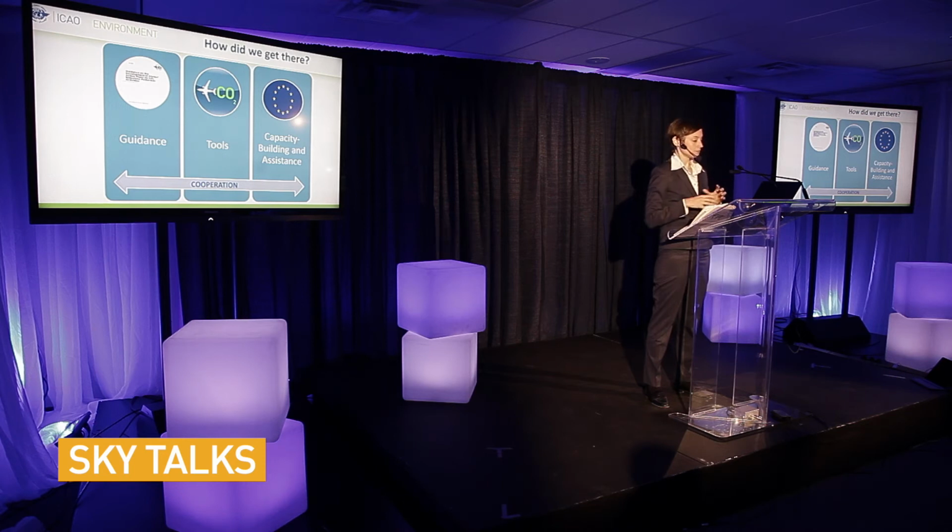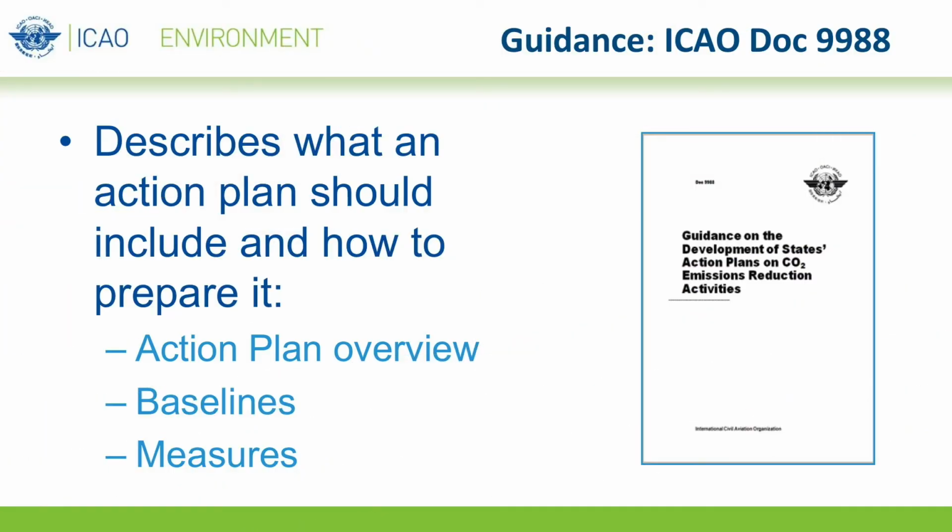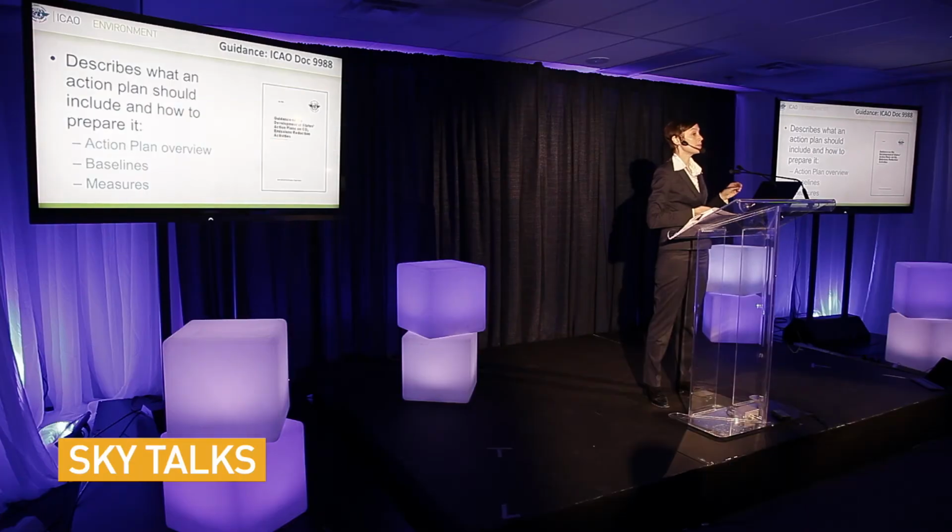Since 2010, we have established a comprehensive strategy to support states in the elaboration of their action plans. This strategy relies on 3 main pillars: guidance, tools, and capacity building and assistance. Talking about guidance, ICAO issued ICAO Doc 9988 to provide focal points and stakeholders with a clear step-by-step description of the information that should be included in the action plans, and also to refer to the tools that ICAO has developed in this respect. Based on the feedback from states, some aspects of this guidance document have been clarified, which led to updating this document, and a new version of it is available since the beginning of this year.